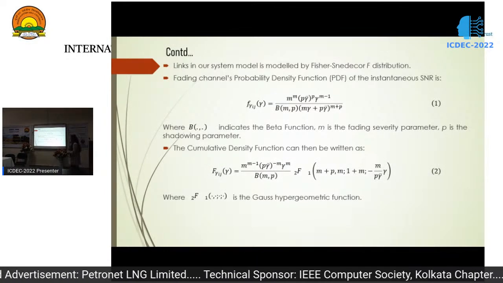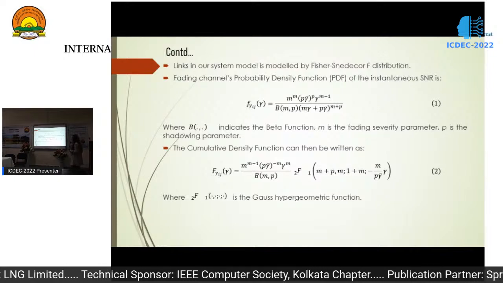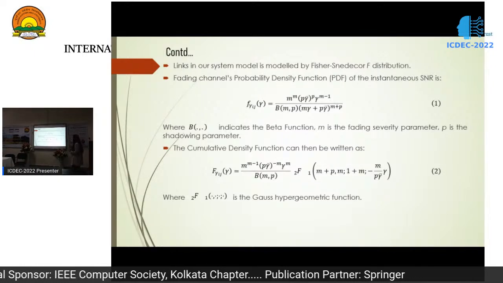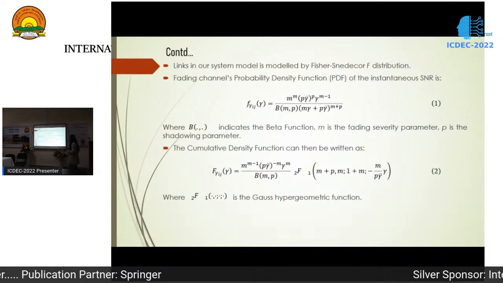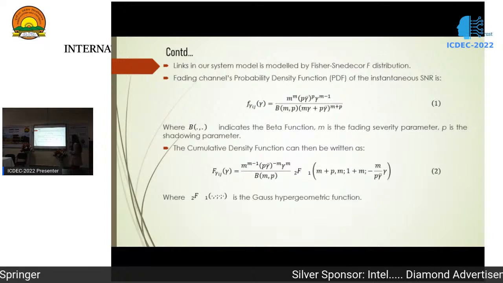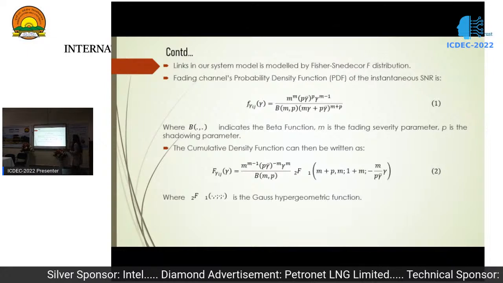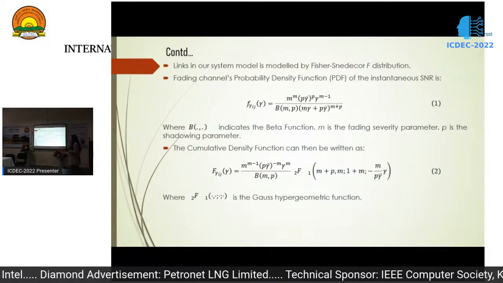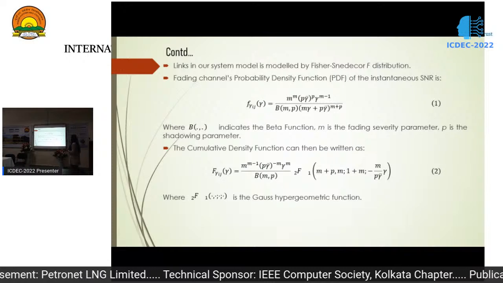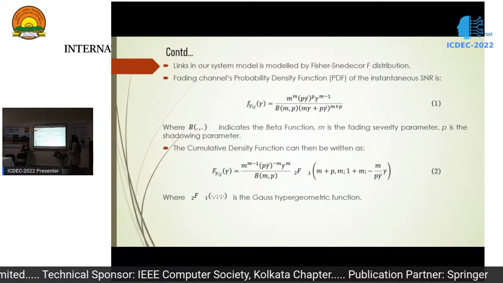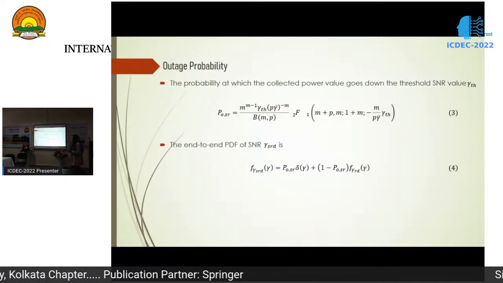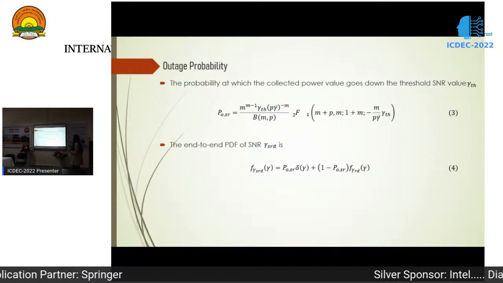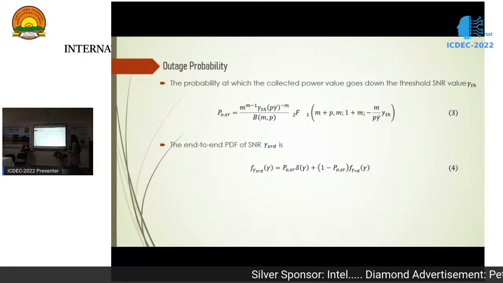Now, considering the links, the source to the relay, the relay to the destination, we consider that they have been modeled by the Fisher-Snedecor distribution. We take the PDF of this distribution as equation number 1. In this equation, we see the use of a beta function. We have variables like m, which is the fading severity parameter, and p, which is the shadowing parameter. Similarly, we have calculated the cumulative distribution function, which also includes a beta function along with the Gauss hypergeometric function. We then calculate the outage probability, which is the probability that the received power goes below the threshold value gamma TH.